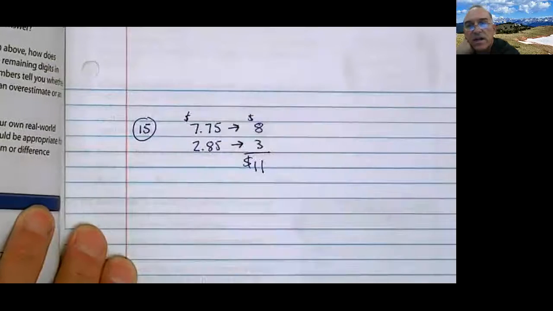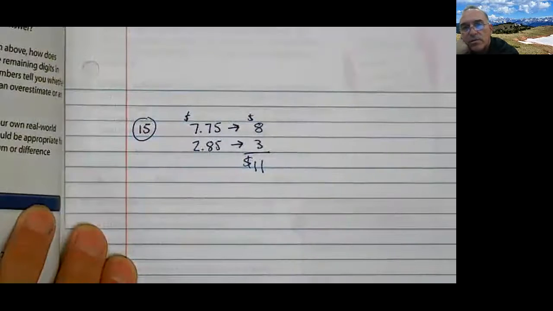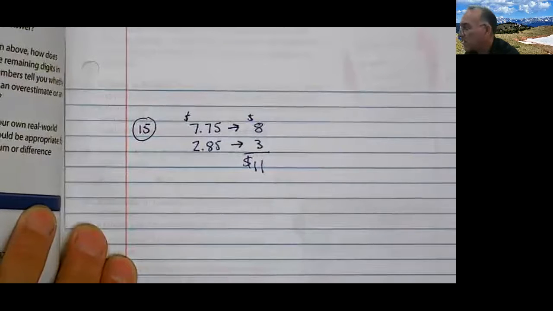My estimate is 11. So $10 is not enough. See the way I estimated that?